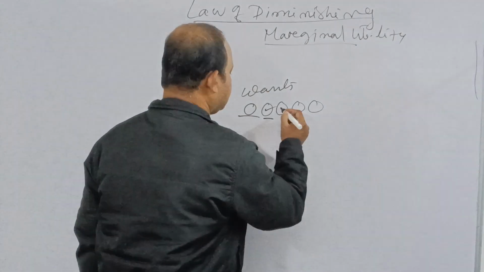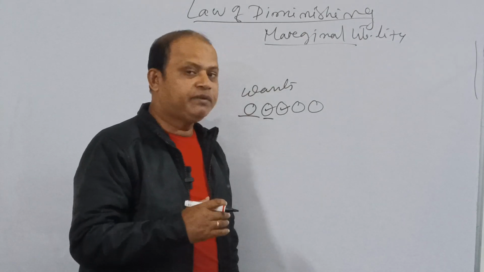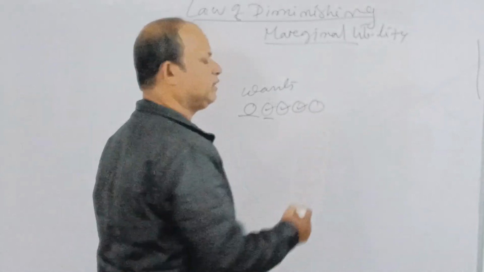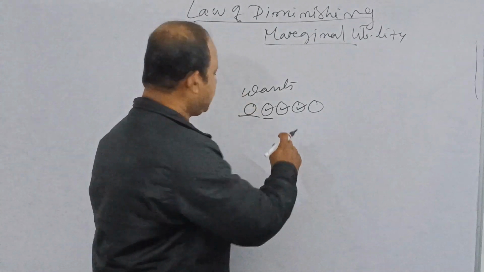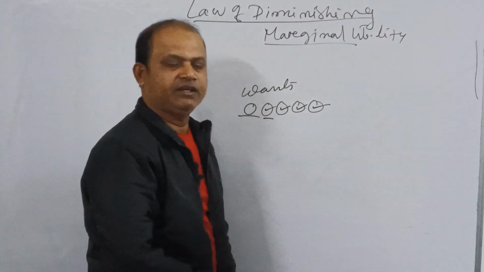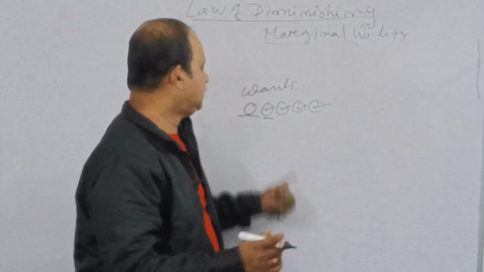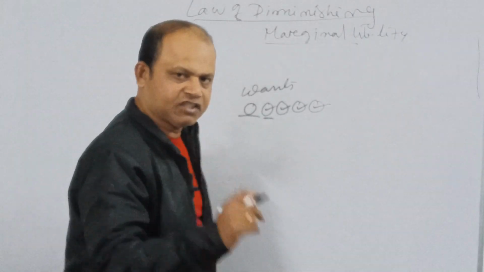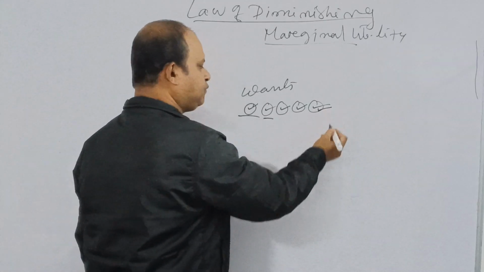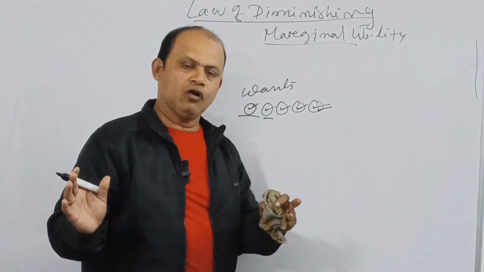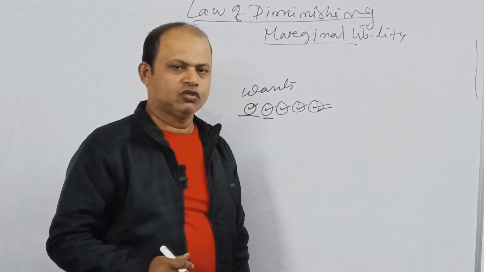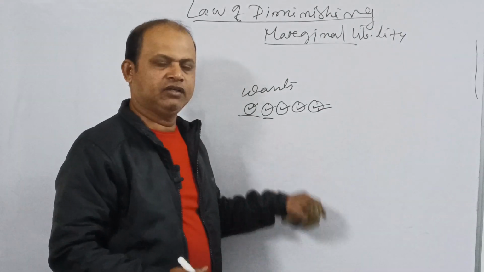When you consume the third one, it will give a bit lesser satisfaction than the second one. The fourth one will give lesser satisfaction than the third one. What I mean to say is that there will be a huge difference between the satisfaction derived from the first sweet and from the fifth one. So it has been gradually falling.